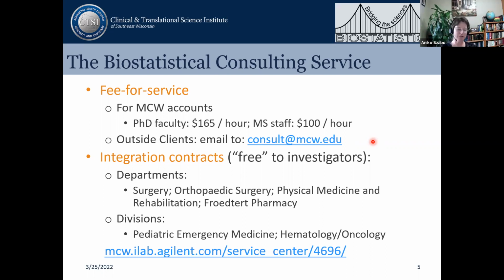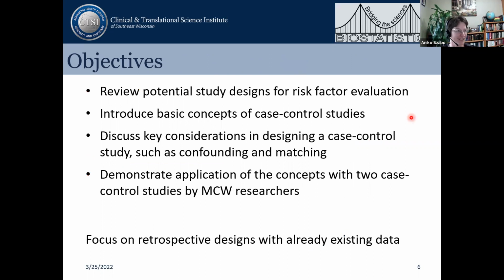Okay, so that was a brief introduction to the whole BERD and where to get statistical support. So now to our actual talk today. What I plan to do is to talk a little bit about study designs for risk factor evaluation, introduce the basic concepts of case control studies, discuss some issues such as confounding and matching, which are really important in case control studies, and then give you some examples of how these concepts apply to two specific case control studies that I've been involved in here at MCW.